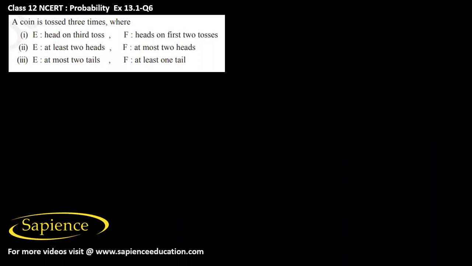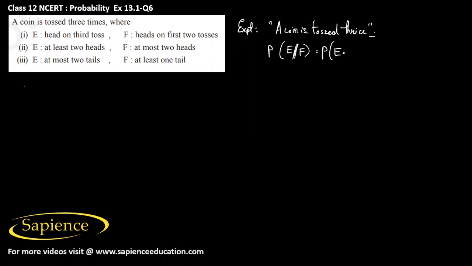So here the given random experiment is a coin is tossed thrice, 3 times. Okay, so first, here we have to find P of E by F, means P of E given F, P of E given F has happened. So that we have to find for each of these three parts.